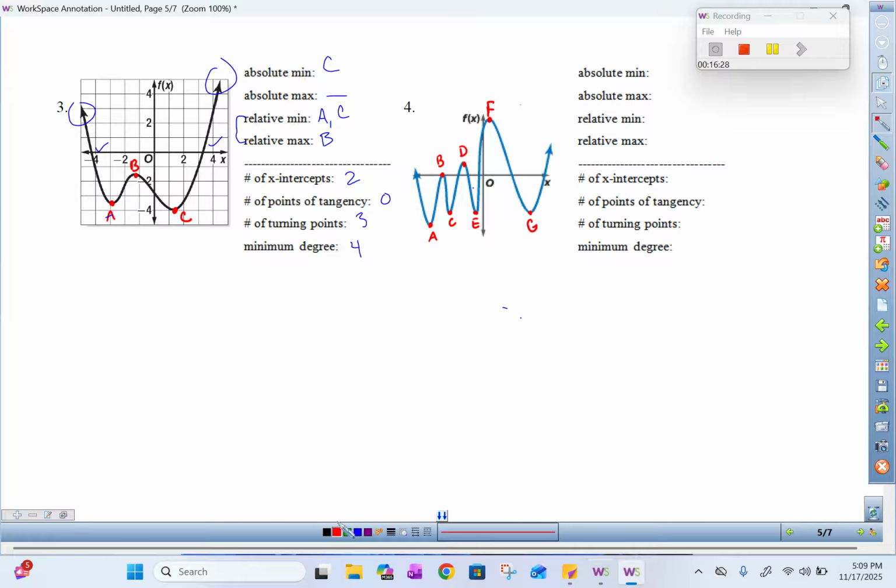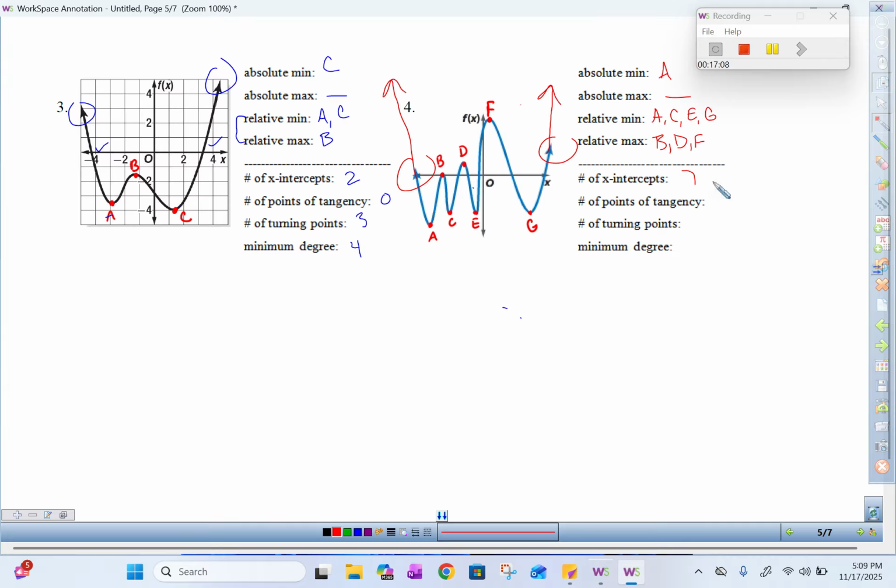Okay, this one had a lot of answers for it. Relative minimum, we had A, C, E, and G. Relative maximums were B, D, and F. And then the absolute maximum did not exist because of this. Hopefully you got that. These arrows would keep continuing up even though it looked like F was higher than the rest of the graph. And then our lowest one was A. And you cannot have an absolute minimum and an absolute maximum for a polynomial. It's not possible. Number of x-intercepts here, we've got 1, 2, 3, 4, 5, 6, 7.